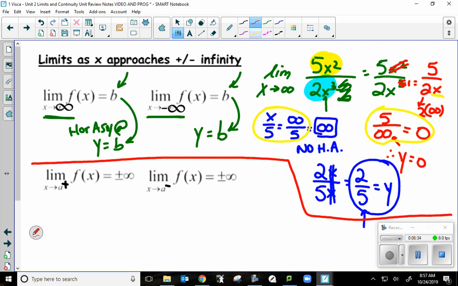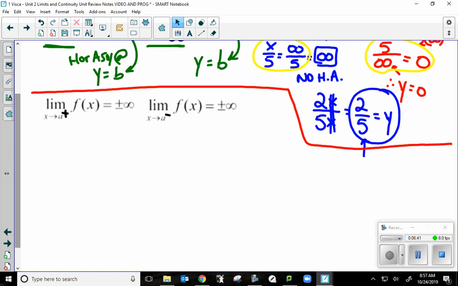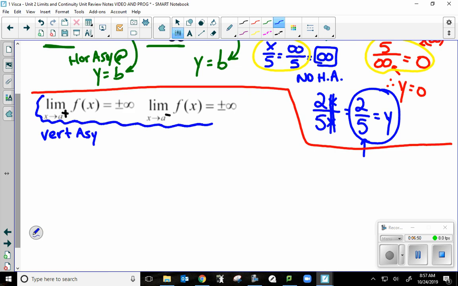Now, this bottom half, if the top half dealt with horizontal asymptotes, the bottom half here deals with vertical asymptotes. Now, I don't like doing this. I don't teach it this way. I just say whatever makes your function undefined, whatever x value makes it undefined, you're probably going to end up with an asymptote there somewhere. Okay? And let me give you an example of how this works.